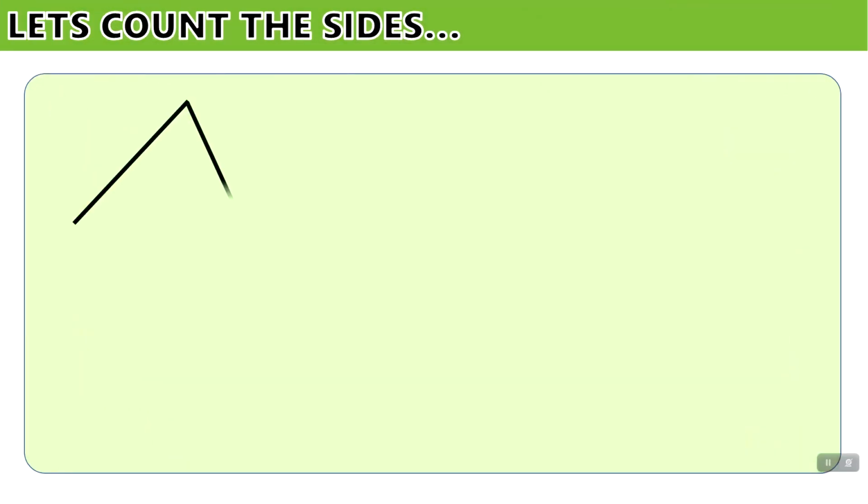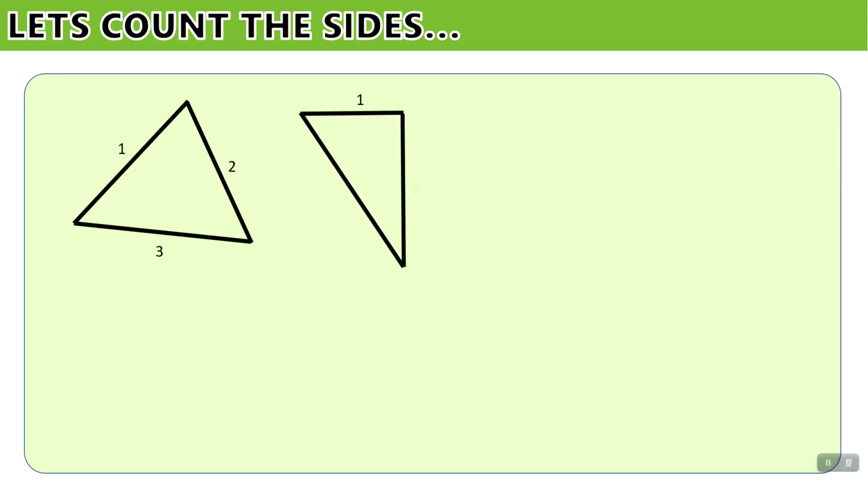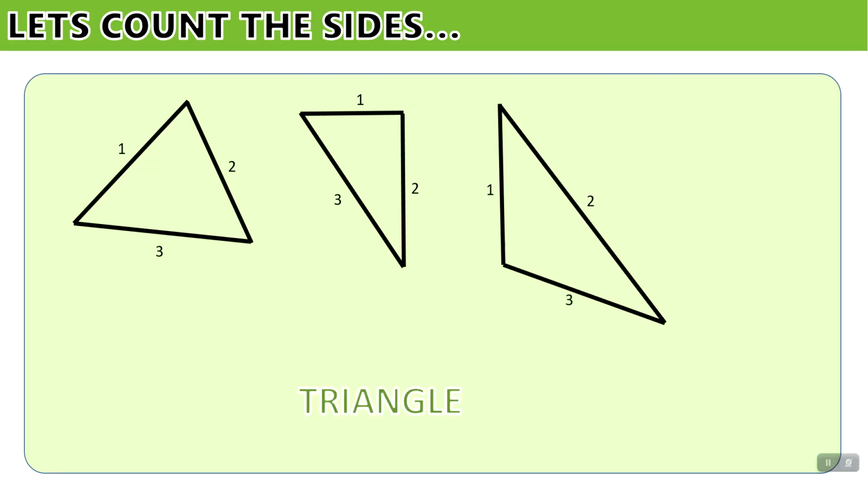Let's draw a shape with 1, 2, 3 sides that are connected. That shape looks familiar. Let's draw another one with 3 sides. Here we go. 1, 2, 3. It looks kind of like the first one. And another shape. 1, 2, 3 sides. These are all triangles because they have 3 sides.